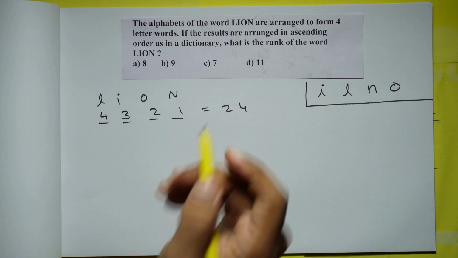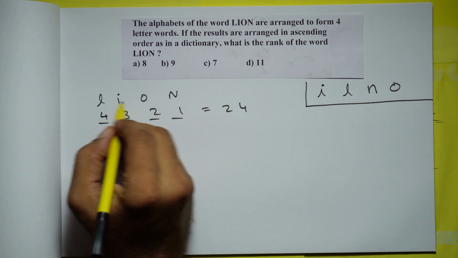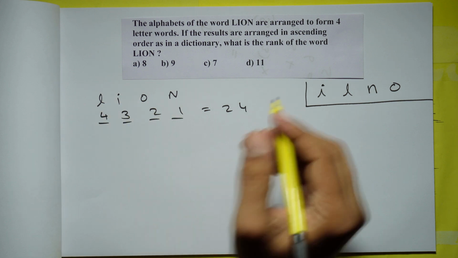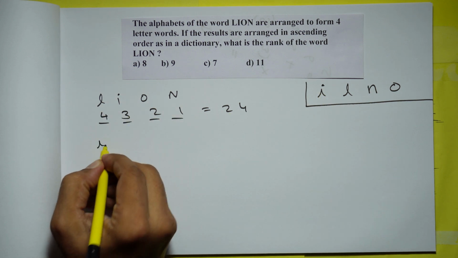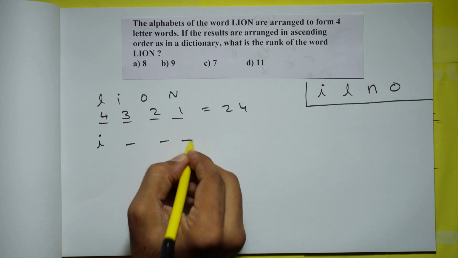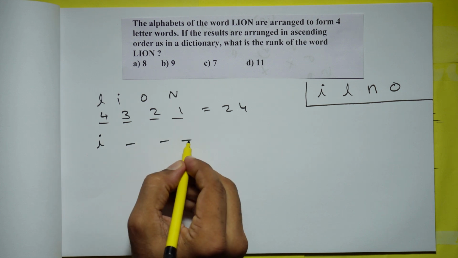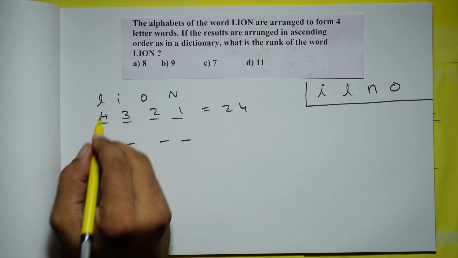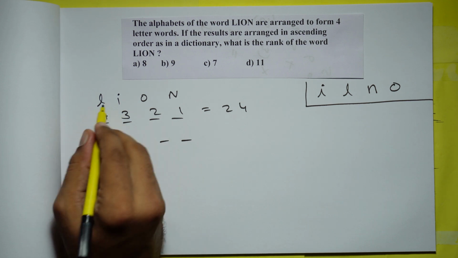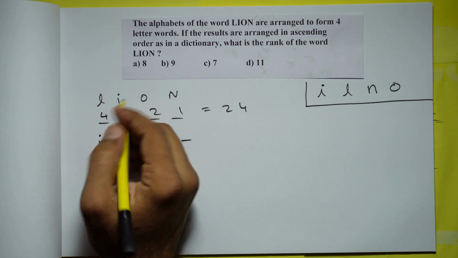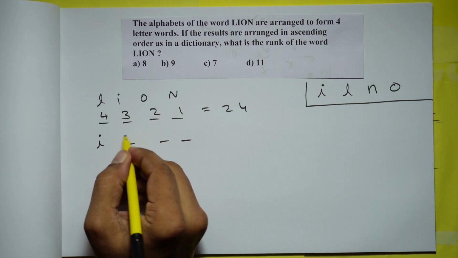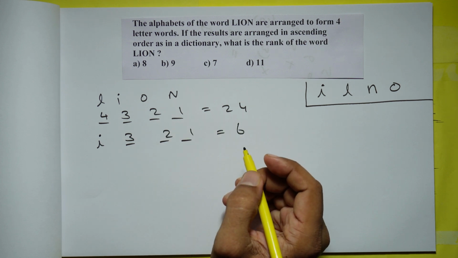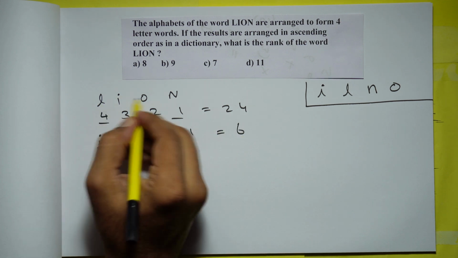Now the best way to do such questions is, we'll find out the number of words that will come before the word LION. So initially you have words that start with I. If you fix I here, these 3 blanks you can fill in any way you like. The word will come before LION because I is before L. So fixing I here, this can be L, O or N, 3 ways. Remaining 2, remaining 1. So 6 words are possible, and they will all come before LION.